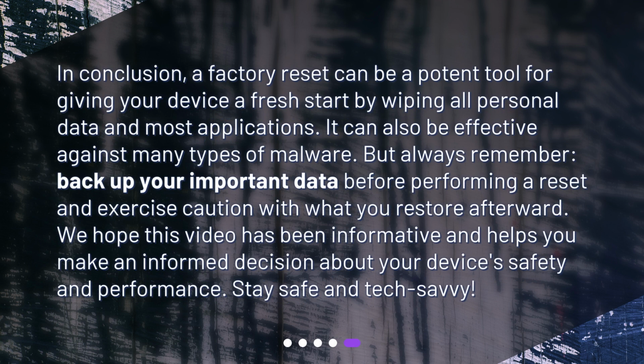In conclusion, a factory reset can be a potent tool for giving your device a fresh start by wiping all personal data and most applications. It can also be effective against many types of malware. But always remember, back up your important data before performing a reset and exercise caution with what you restore afterward.